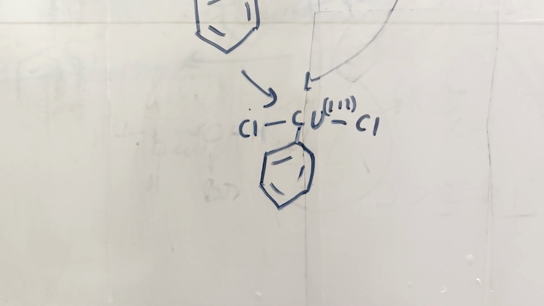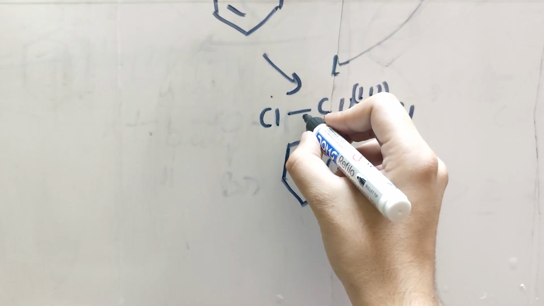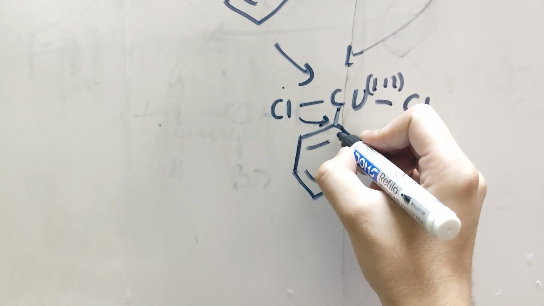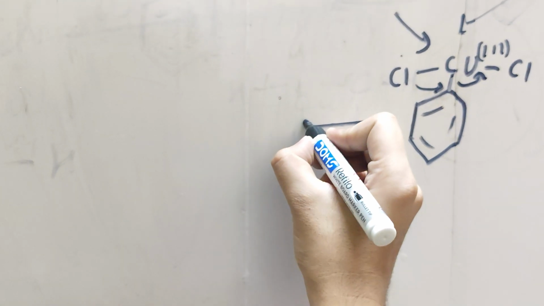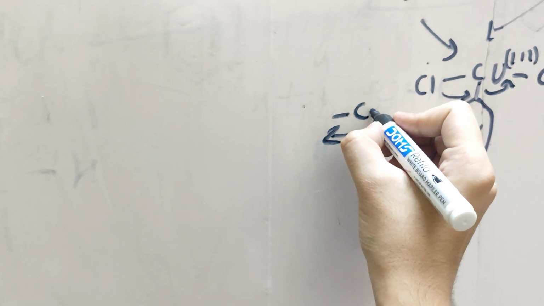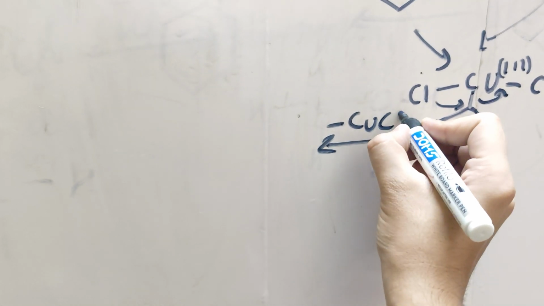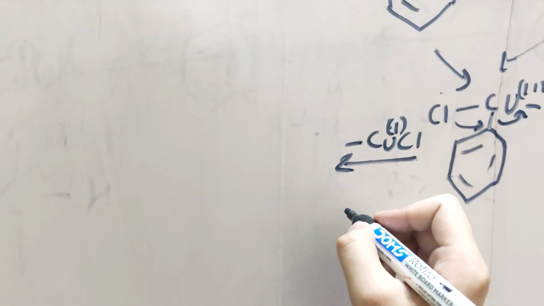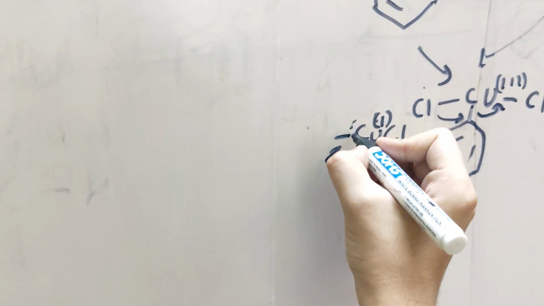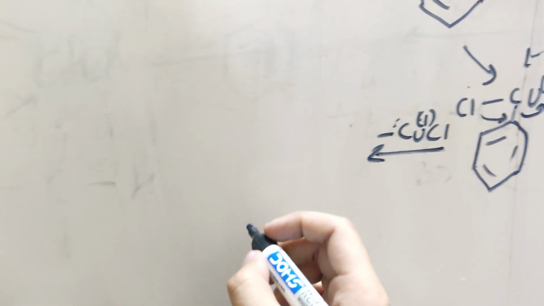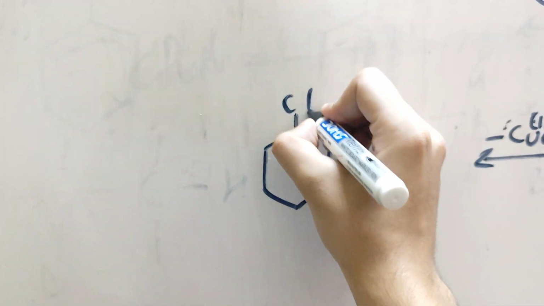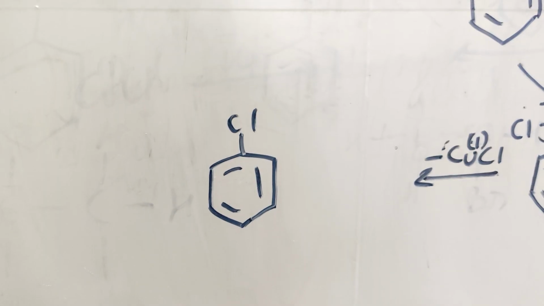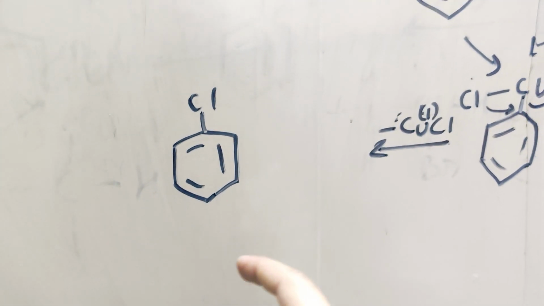So what happens is this Cl will be transferred here and the bond will be transferred here, hence we'll draw this minus CuCl, this will be 1 again, so minus 2 dots because of the electron, and this is Cl. This is what will be formed, chlorobenzene, and this is the mechanism.